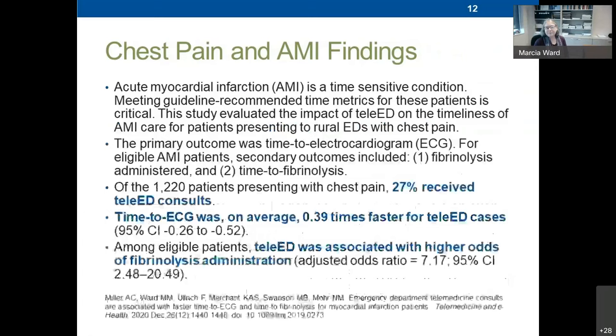Next slide. So we were able to pool data across these 6 grantees. And we looked at patients that were presenting with chest pain. Turned out that there was 1,200 patients that presented with chest pain. About a quarter of them, the tele-ED consult was actually activated. And this is very interesting, and this is typical. The service is available in these hospitals, but it's not always activated. It's really up to the local clinicians to decide whether it's going to be a helpful service to have.